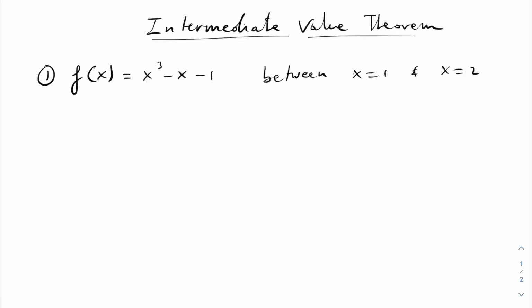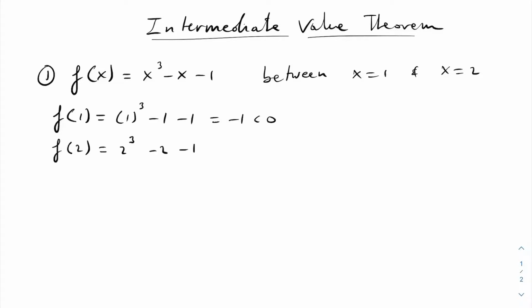And so an alternative to that would be to use this theorem because we know it's true and just go on with your day. And so we're going to have here that f of 1 is equal to 1 cubed minus 1 minus 1. That's equal to negative 1. So this happens to be negative. And we're going to have f of 2 equal to 2 to the power of 3 minus 2 minus 1. And that's going to be equal to 5.